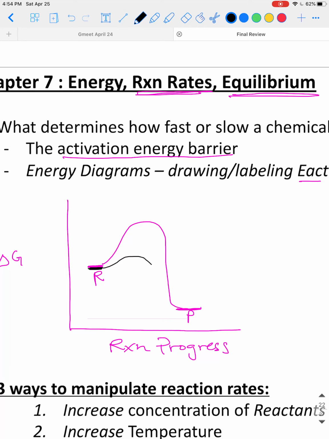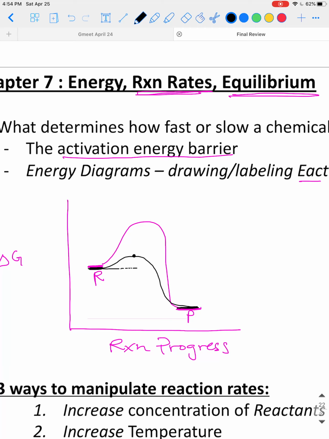And then let's say we have another reaction that looks like this. Same energy level for the reactants. Same energy level for the products. Which one is going to occur faster? Well, it all depends on the activation energy barrier, so let's figure out what that is.